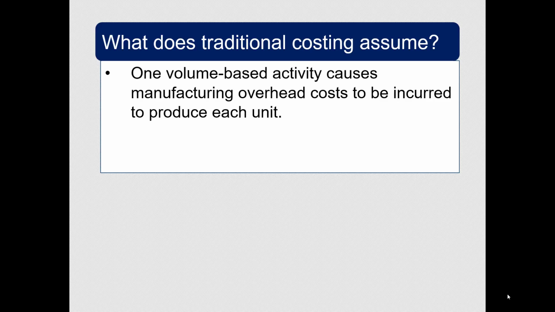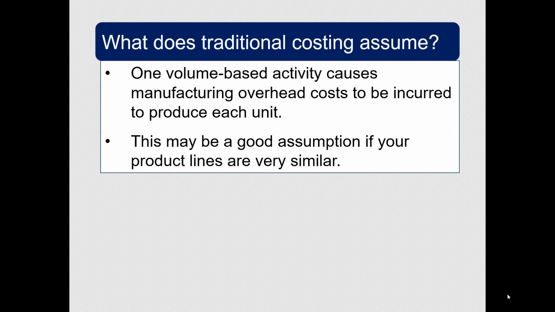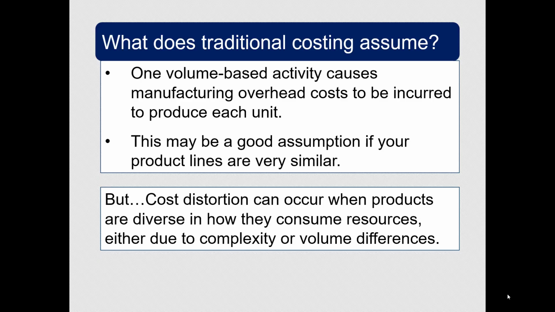Traditional costing assumes that you can choose one volume-based activity that causes overhead costs to be incurred and use that to allocate cost accurately. This might be a good assumption if your product lines are very similar. But cost distortion can occur when products are diverse, or one is more complex than the other, or there are volume differences. If you sell many more blue pens than red pens, then there could be a volume difference that would cause cost distortion to occur when assigning cost to those product lines.